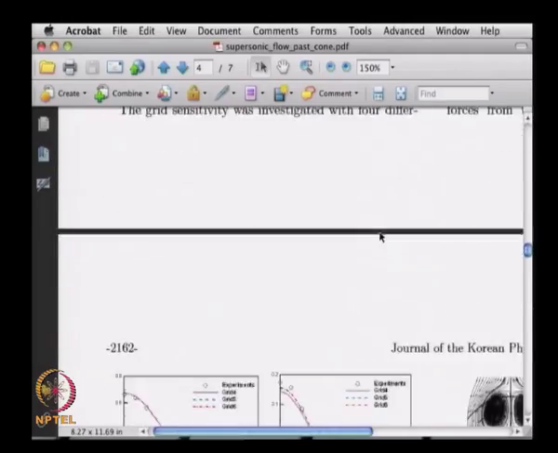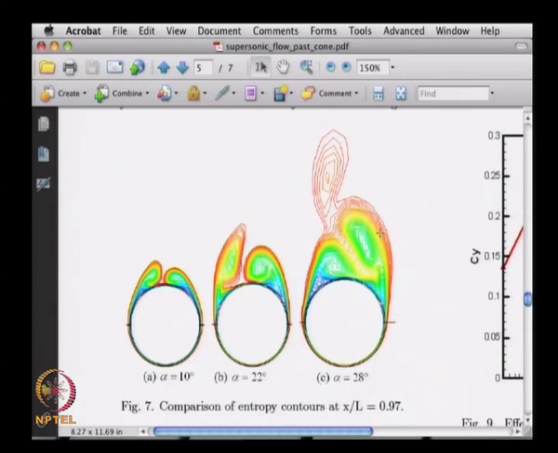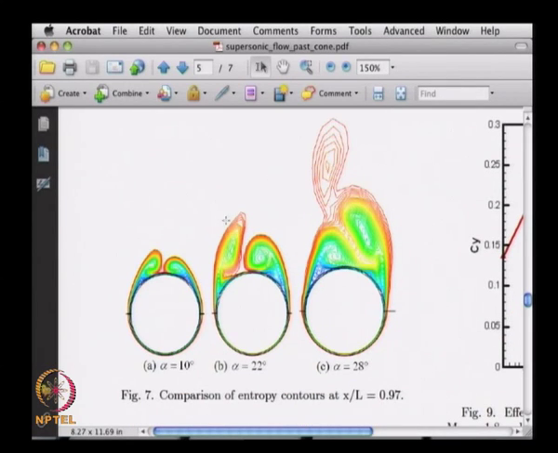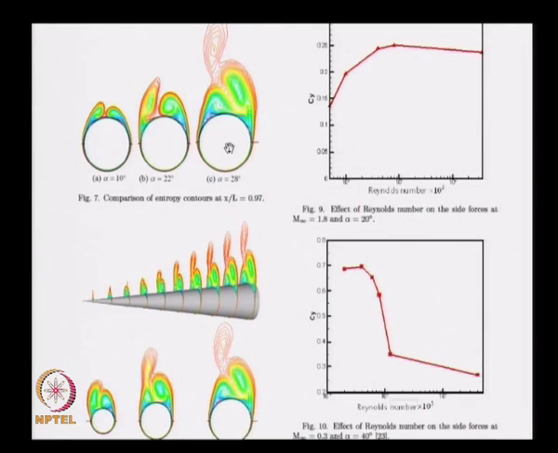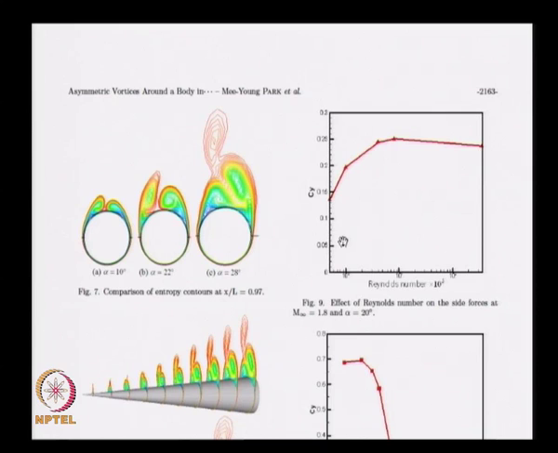If I look at this picture here, what you can see is very interesting. This is angle of attack 10, this is angle of attack 22, and this is angle of attack 28. So there is quite a large leap from 10 to 28, nearly 20 degrees. And you can really see the difference in the entropy contours over here, and the change of the entropy as we do that.